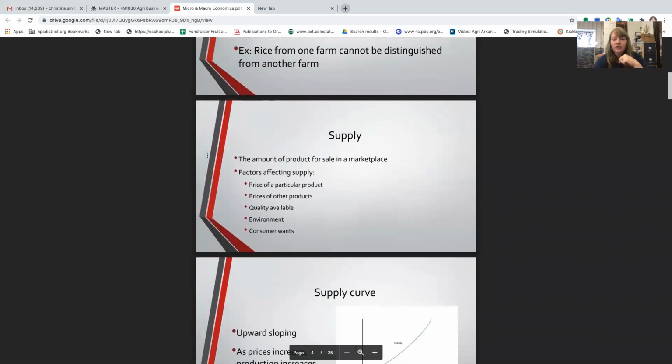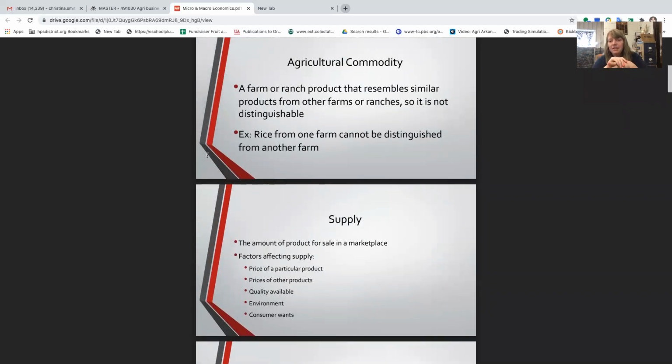Okay, so let's talk just a few minutes about a couple things that play into, and this is pretty much all we're going to talk about today, supply and demand. So we've learned what microeconomics are, what an ag commodity is, and then we're going to talk about what supply and demand are. So supply is the amount of product available for sale in a marketplace.